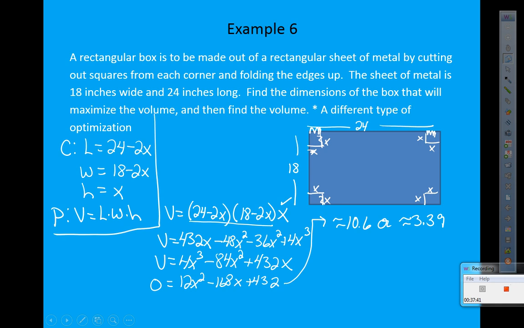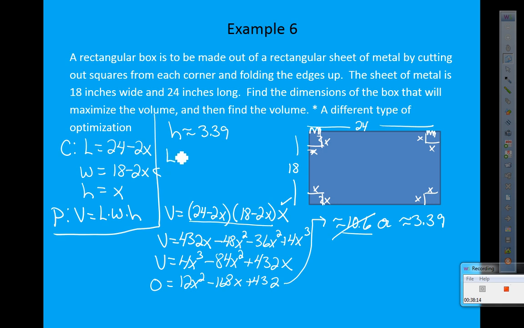Think about this real fast. Let's look at that 10.6. If I tried to plug 10.6 right there, 18 minus 2 times 10.6, I've done 2 things. 1, I've got a negative length, and 2, I just wiped out my box. So this is gone. So here's what I got so far. I know that my height is going to be about 3.39. That's what I'm going to cut these out for.